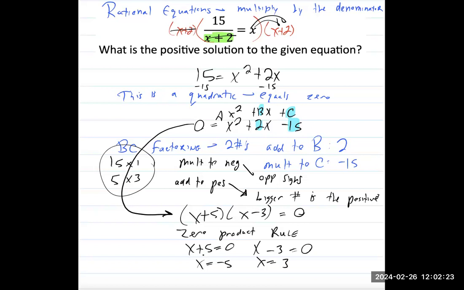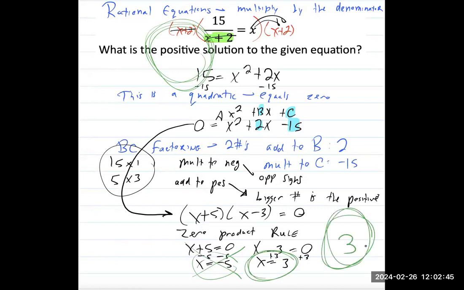And when we solve each of those by taking away 5 or by adding 3, we get x equals -5 and x equals 3. The issue, however, is that we're being asked for the positive solution. And so we don't want the -5 because it's negative. And so the answer is the 3, which is positive. And then we're done.